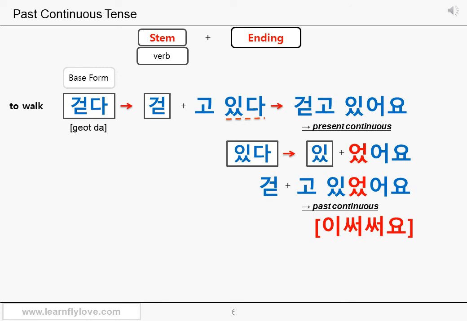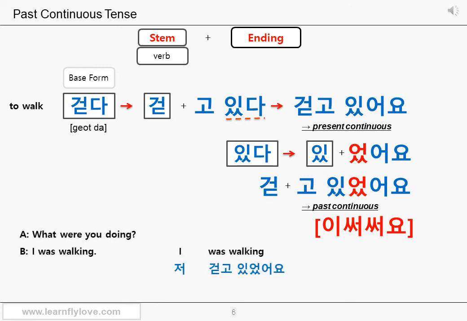Please see the actual pronunciation of the 있었어요 part. The sound linking rule is applied twice here. It is naturally pronounced 이써써요. Let's see one example. A asked, what were you doing? B answered, I was walking. 저 걷고 있었어요. I was walking.